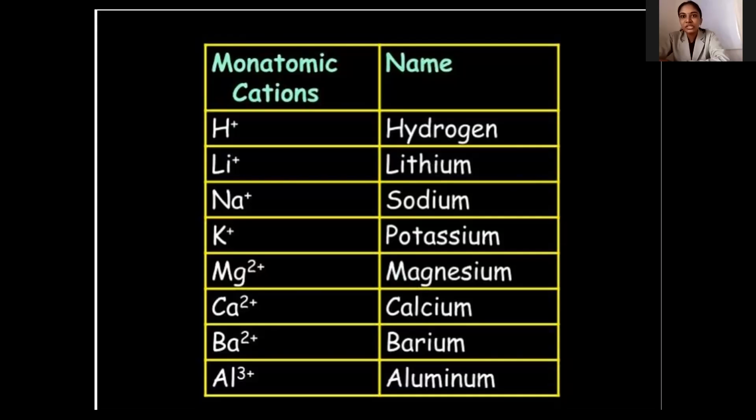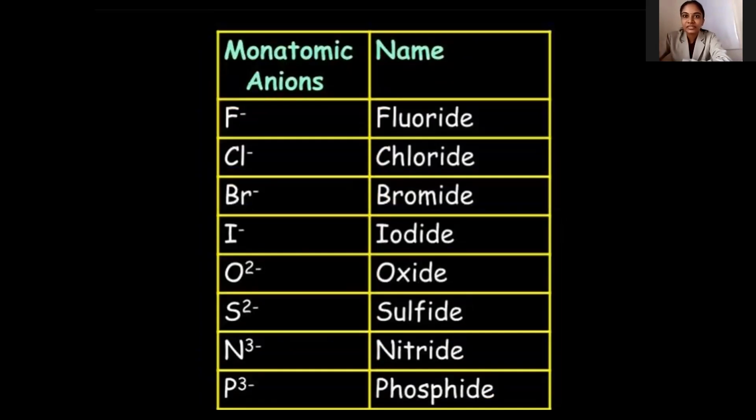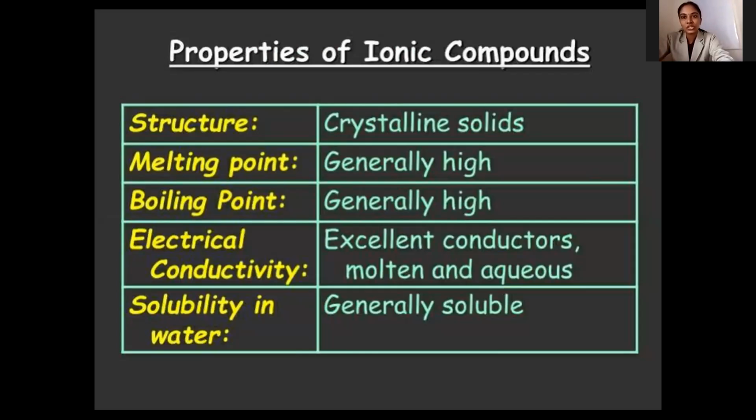And now in the table, you can see the monoatomic cations and their names. This is the list of monoatomic cations having a plus charge: H plus hydrogen ion, Li plus lithium, K plus potassium, Na plus sodium. And next slide: F minus fluoride, Cl minus chloride, Br minus bromide, and so on. These are the examples of monoatomic ions.